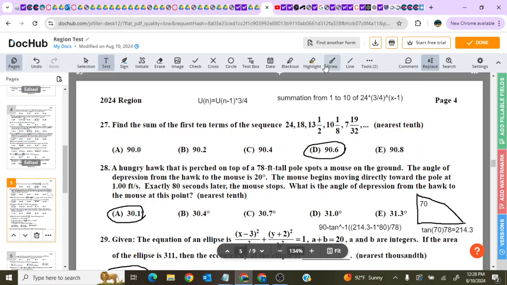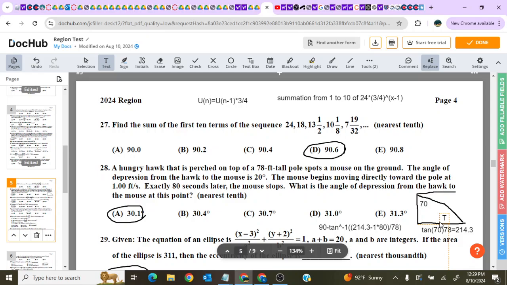Well, angle of depression basically means this angle right here, the angle down from the horizontal. So this is 20 degrees. We can form a right angle here and figure out that for this triangle we've created, this angle is going to be 70 degrees, 90 minus 20 degrees. Then once you have that, you can use a tangent to figure out how far the mouse starts. So tangent of 70 times 78 reveals that the mouse started 214.3 feet away from the bottom of the pole.